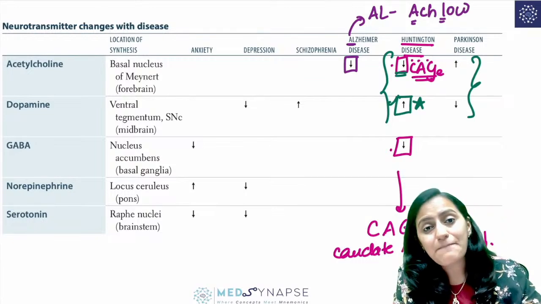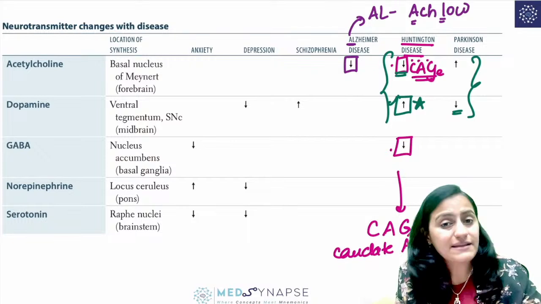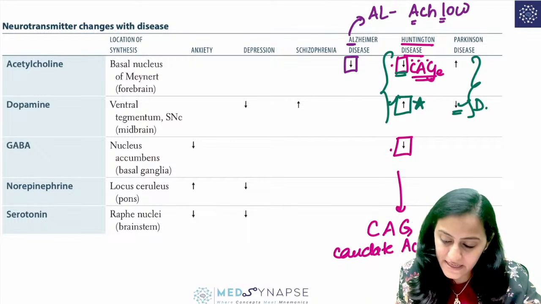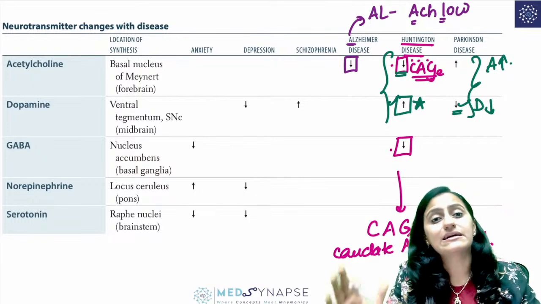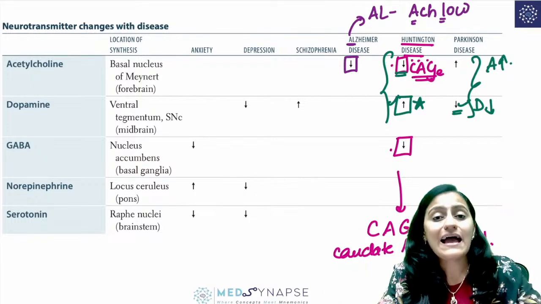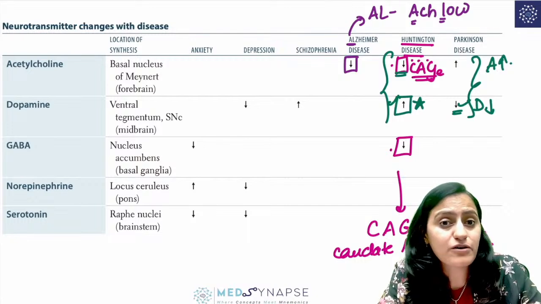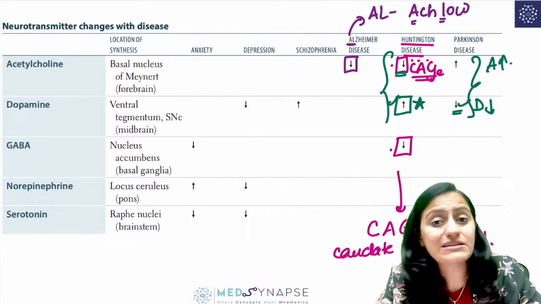The opposite is happening in Parkinson's disease. In Parkinson's, you all know that dopamine decreases, right? Dopamine decreases, so acetylcholine is increasing. They are like a seesaw. And that's the very reason for the next question: what is the drug of choice in drug-induced Parkinsonism?